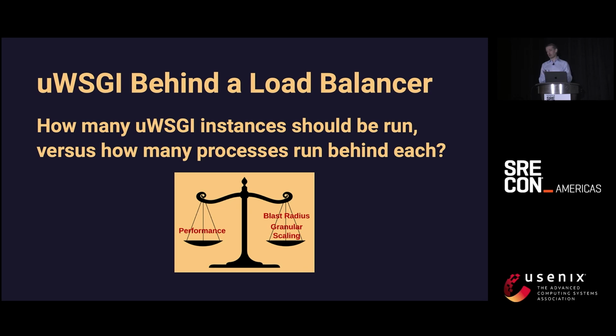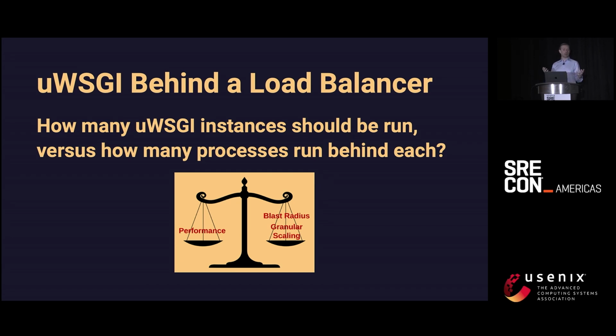But that's not the only factor to consider. It's the unfortunate problem with the real world: the answer is always it depends. If you run one copy of Unicorn and it fails or gets slow, you are down. So you've got a blast radius of your entire system. That's probably not what you want. So you probably want more than one.